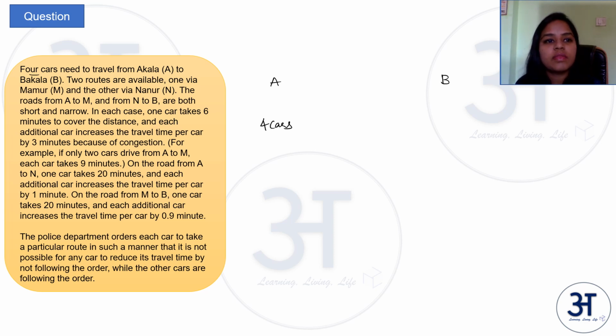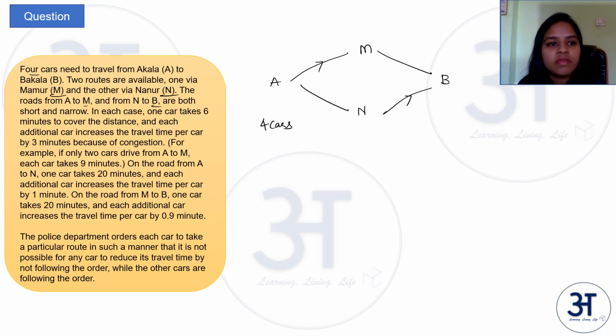Two routes are available, one via M and another via N. So there are two routes available, AMB and ANB. The roads from A to M and from N to B are both short and narrow. In each case, one car takes 6 minutes to cover the distance, and each additional car increases the travel time per car by 3 minutes because of congestion. So one car takes 6 minutes, each additional car will take 3 minutes.